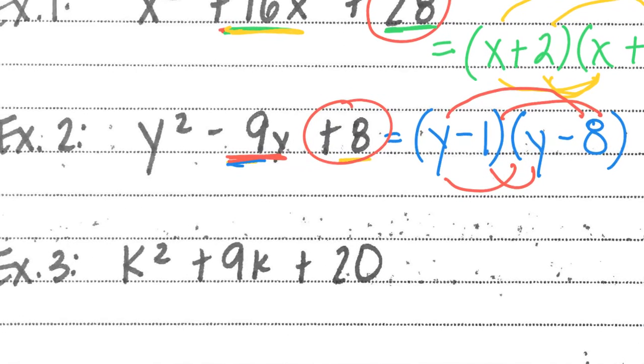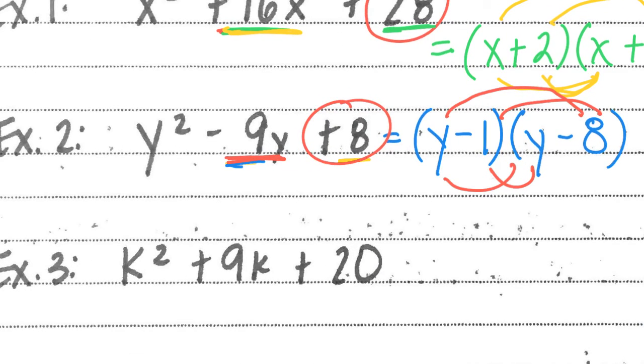One more. Let's see how we do. Are there factors of 20 that add up to be 9? You probably already know this. 4 times 5. So this is going to be k plus 4 in parentheses times k plus 5 in parentheses. Great job. Be confident when you see one that doesn't work. You're going to write the word prime.